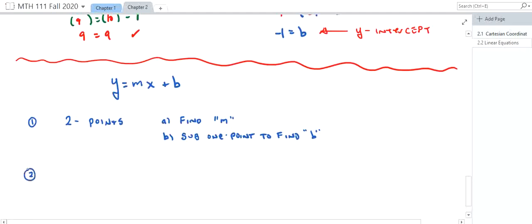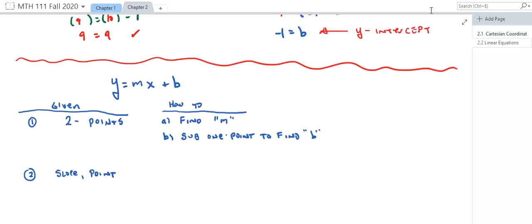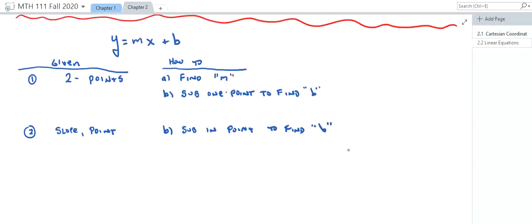You might have the slope and a point given. Well, in this case, you already have the slope. So all you have to do is put the slope in for m, and you just sub in the point to find b. So pretty much you'll be asked in one of those two cases.